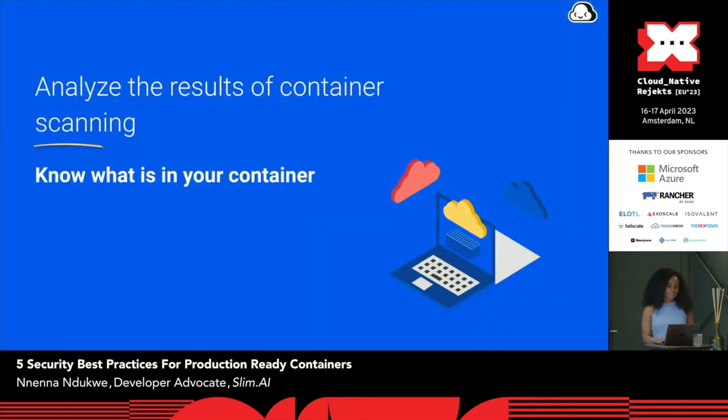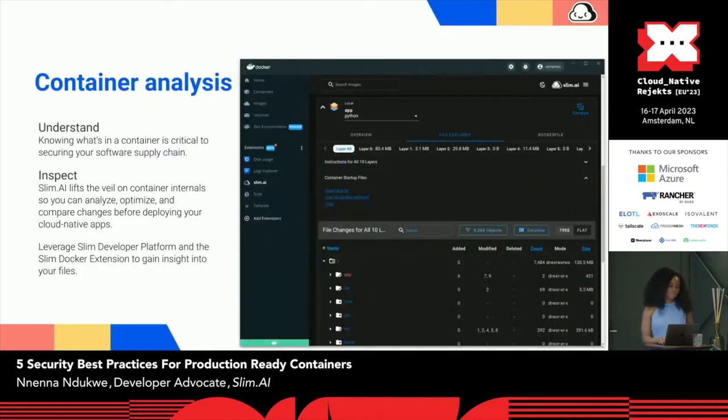Now that we scanned the container, we want to analyze it to understand what the image size is looking like and what the amount of vulnerabilities are in each of the four Python-based images that we were just looking at. One of the ways you can do that, like I mentioned before, is the Slim developer platform, but you can also use our Slim desktop Docker extension. This also gives you insight into the file layer system and helps you understand how you will be optimizing your containers and then comparing the changes, because we have a before and after of the process. You can see how the vulnerability count was reduced and how your image size was also reduced.